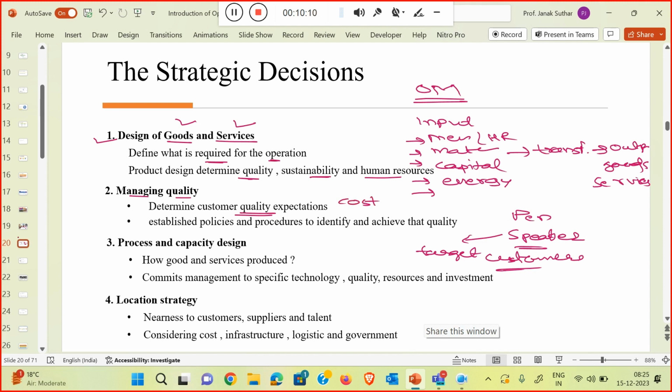Next, you understood that this much quality is required in this particular product as per the customer requirement. Now you will define the policy. You will select which alternative is the best to address this particular quality. Next is the procedure to identify and achieve that particular quality. So first you will see what input is required for creating these goods and services, what type of quality we need to produce, and what quality the customer expects, that you will identify.